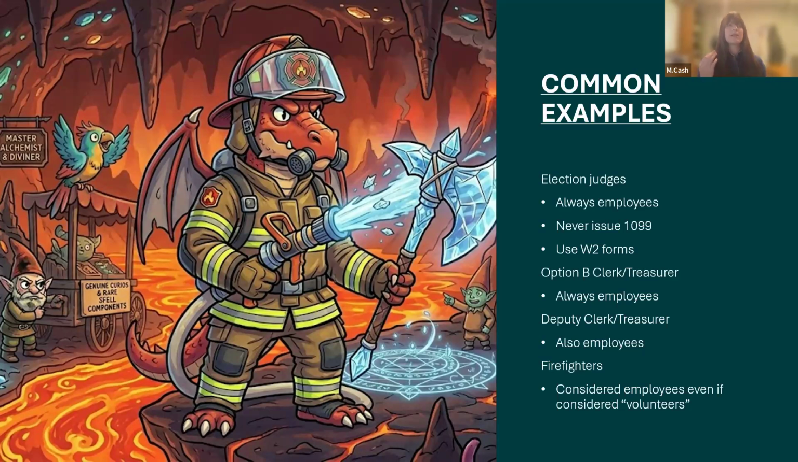All right, so let's talk about election judges. Election judges are always treated as employees. Under federal law, election workers are considered common law employees. Though there can be special rules for tax withholding, and townships might treat the tax treatment of election workers differently, because election workers are always considered employees, they should never receive a 1099. If a tax form is used, it should be a W-2.